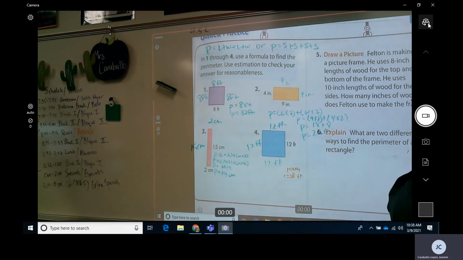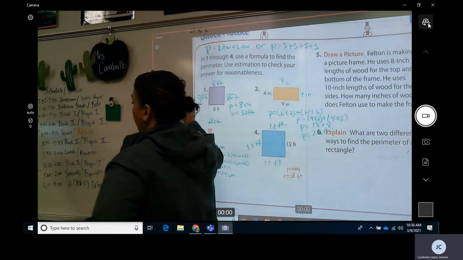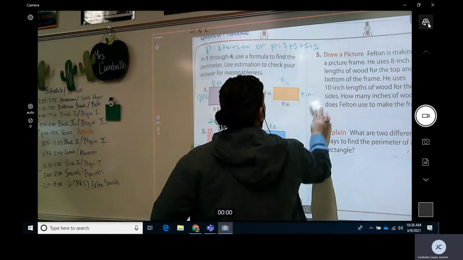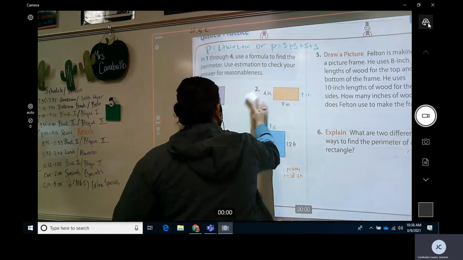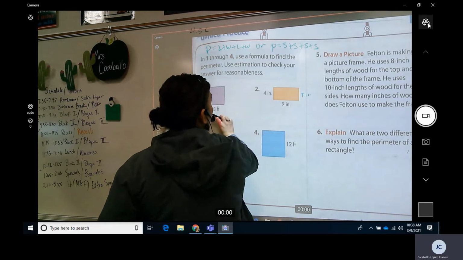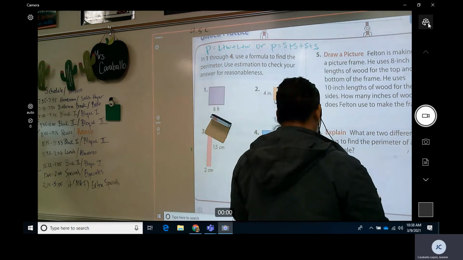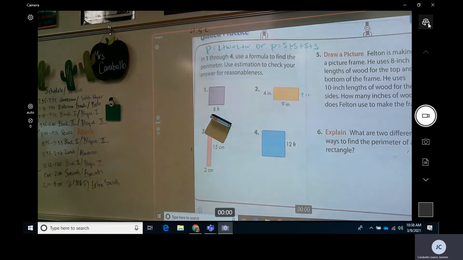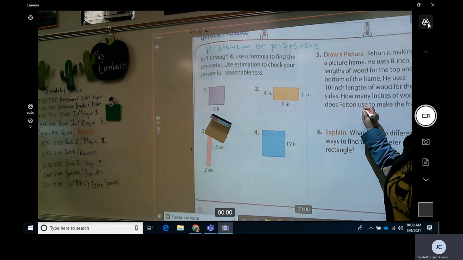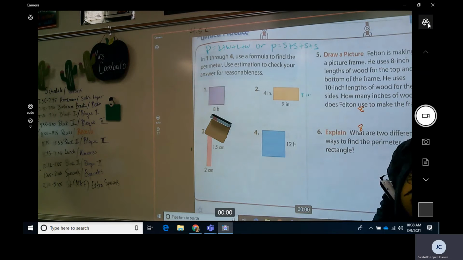Alrighty, on number 4, I'm going to go ahead and erase the rest of these so we can work on number 4, okay? So on number 4, we're going to read it together. It says, draw a picture. Felton is making a picture frame. He uses 8-inch lengths of wood for the top and the bottom, okay? So I know that my top is going to have 8 and my bottom's going to have 8, right? All eyes up here, please, so that you can see and read together, okay?